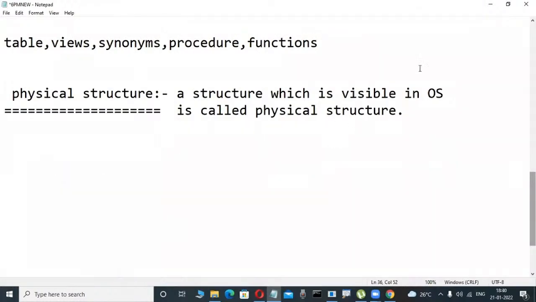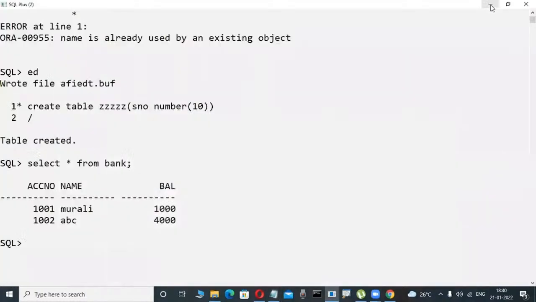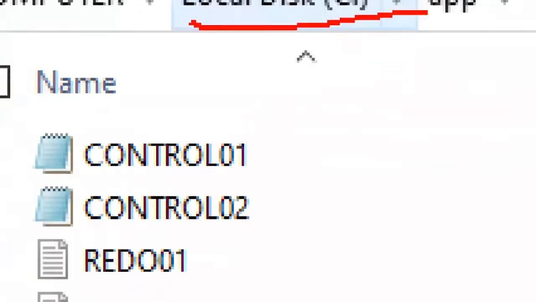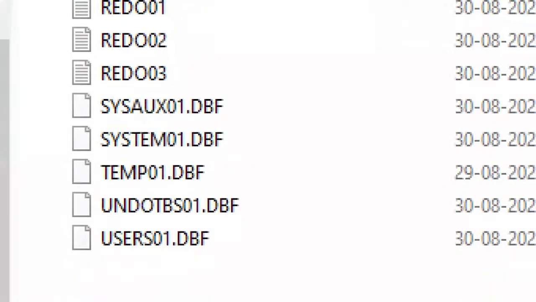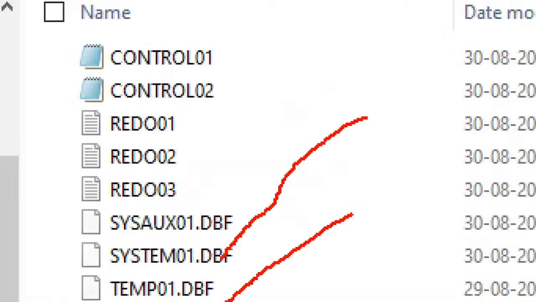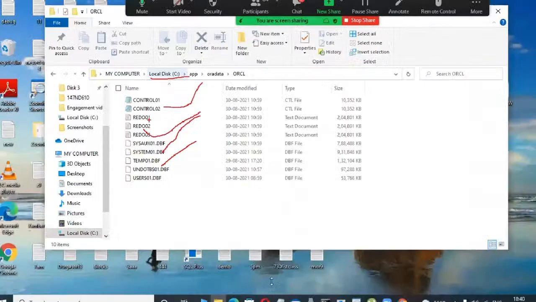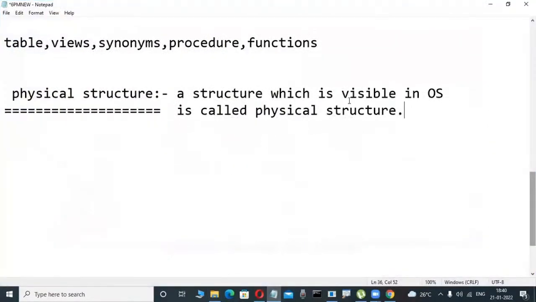Observe here, whenever I install Oracle software, some files are automatically created on the disk, in the C drive or D drive. These are data files, .dbf files, and so on. You don't have an idea about them now, later you will become familiar. Here there are control files and redo log files. That's why a structure which is visible in the operating system is called a physical structure.